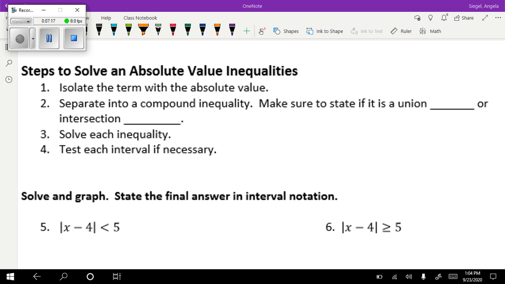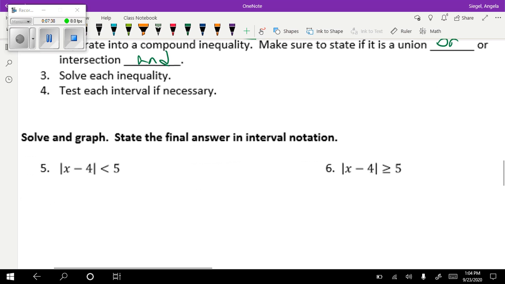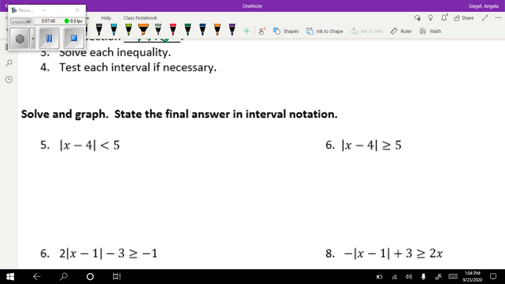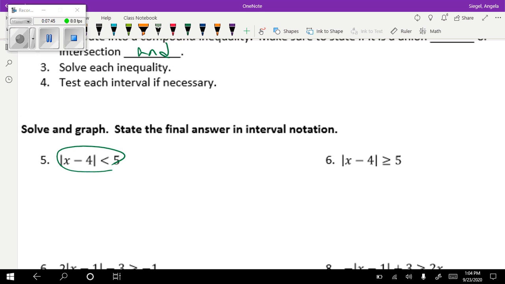Okay, so let's transition into solving absolute value type inequalities. Again, we're going to isolate the absolute value, which we've talked about before. A union is or, and an intersection is and. So make sure that you get that straight in your head. We're going to solve each inequality, and then we're going to test the interval. So let's start here.